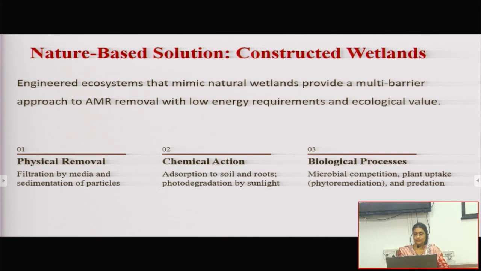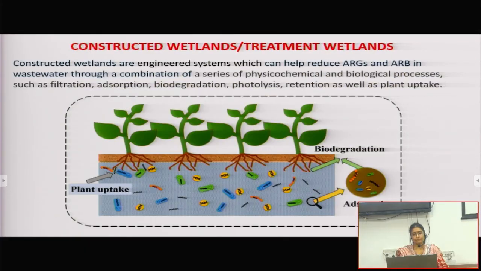There are always biological processes also going on. So all these three things in totality is what we call trying to mimic the natural wetland habitat. Now, this is how it looks. So in a constructed wetland, we engineer it. It's not that you go to a natural wetland and try to do stuff. So these are engineered systems that can help reduce both ARGs and ARBs.